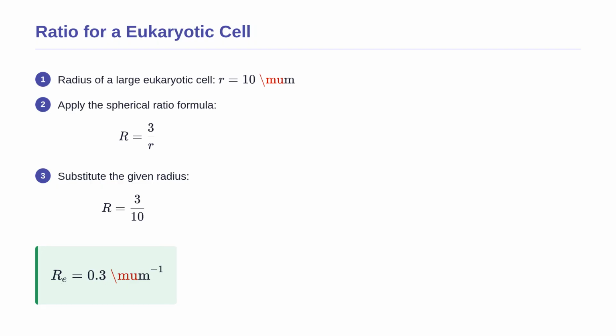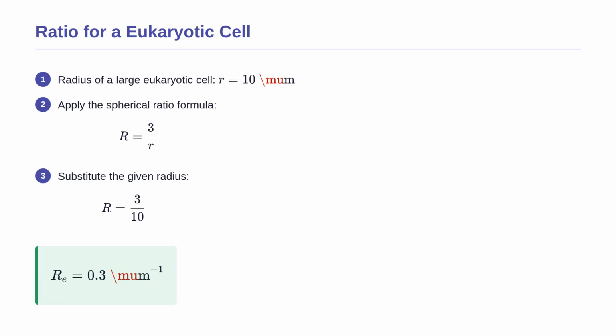Now that we have calculated the ratio for a tiny bacterium, let us look at a typical eukaryotic cell, like one of your own skin cells. These cells are much larger. We are given a radius of 10 micrometers, and we need to calculate its surface area to volume ratio. We use the exact same mathematical approach, substituting 10 for the radius. 3 divided by 10 gives us a final answer of 0.3 inverse micrometers.